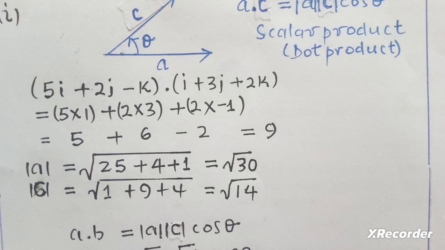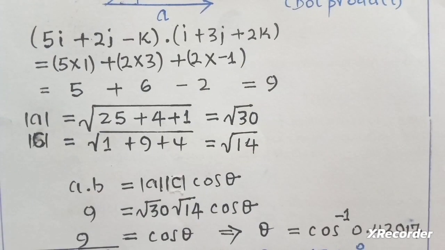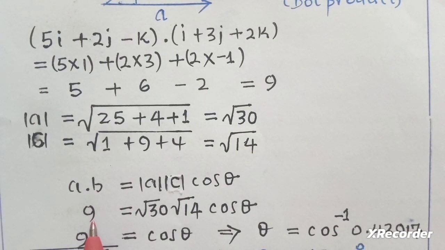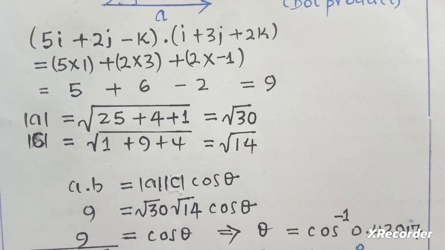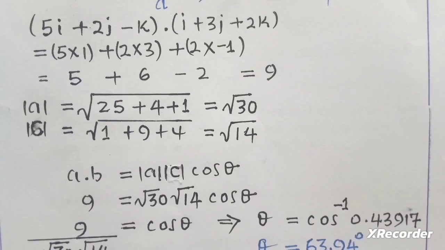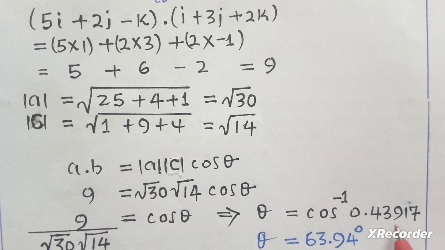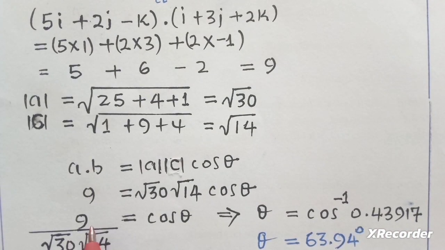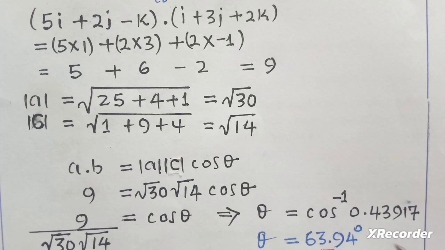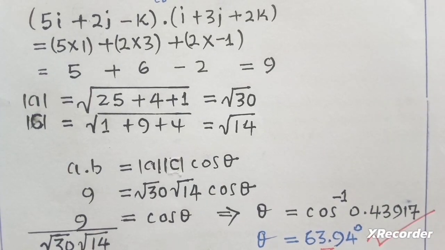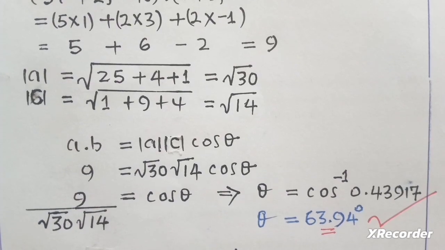We are looking for cos theta. Already we have found the dot product, so we can divide 9 by the magnitudes of A and C. This is cos theta. So when we say cos inverse of 0.43917, that 0.43917 comes from here. And finally we get our solution here, which is 63.94. So that is the angle between the two vectors, that is A and C.